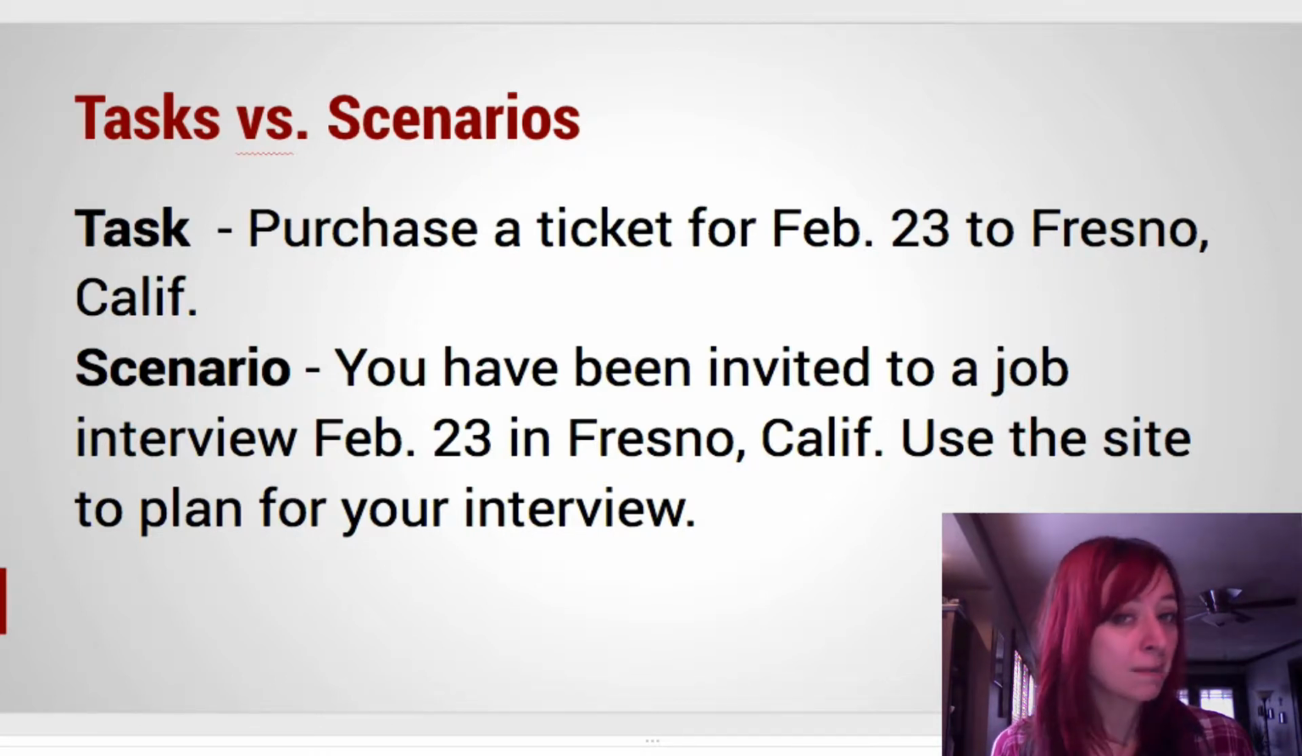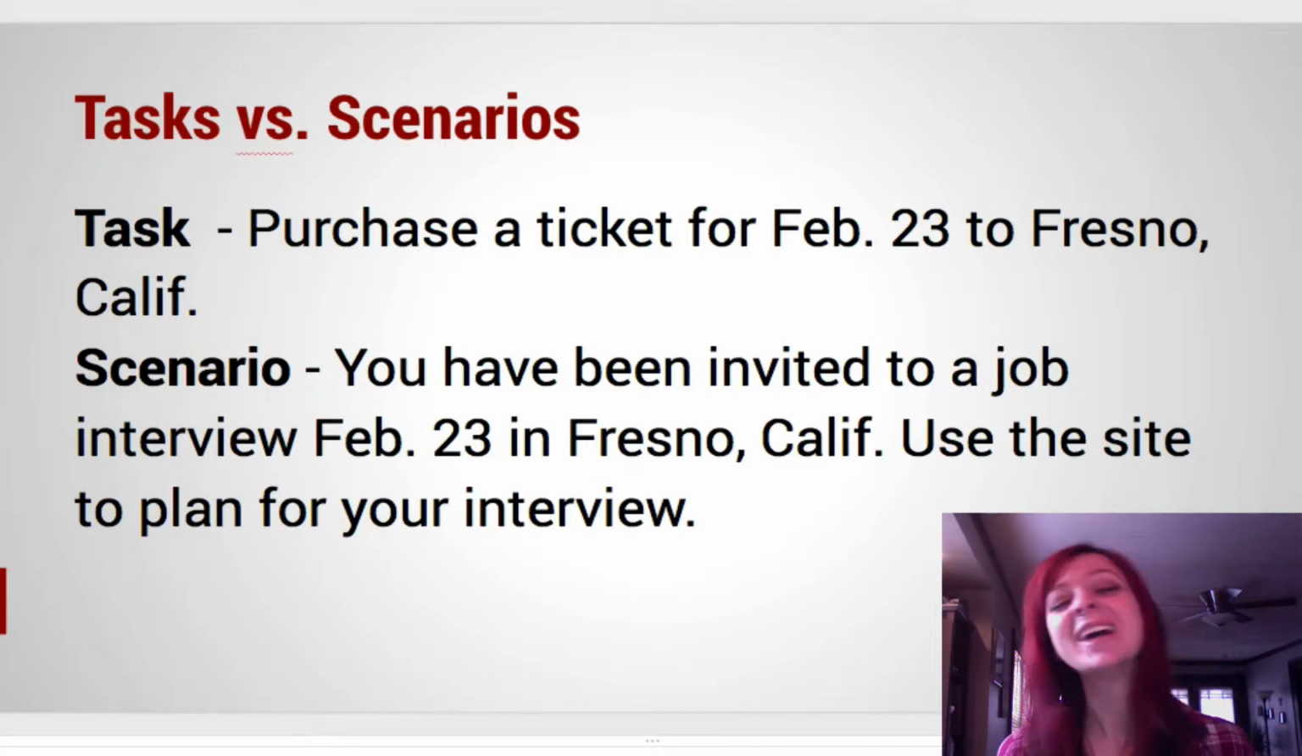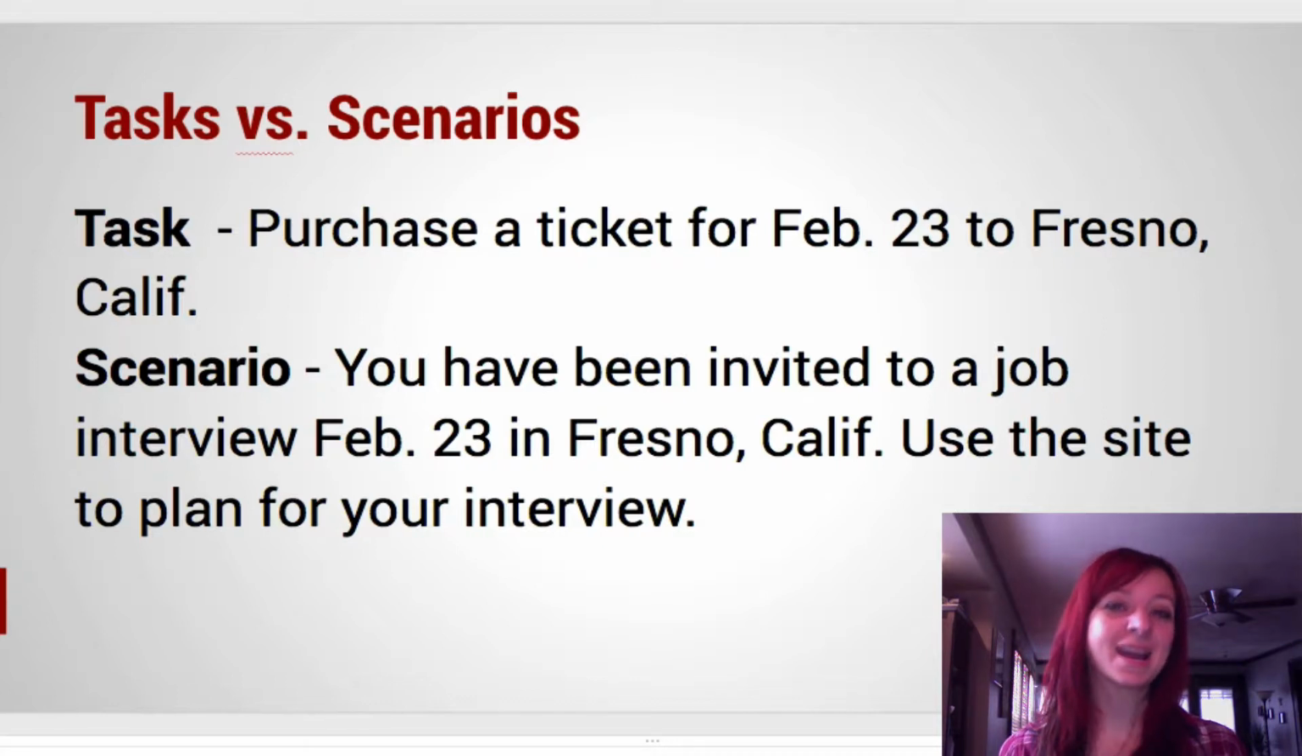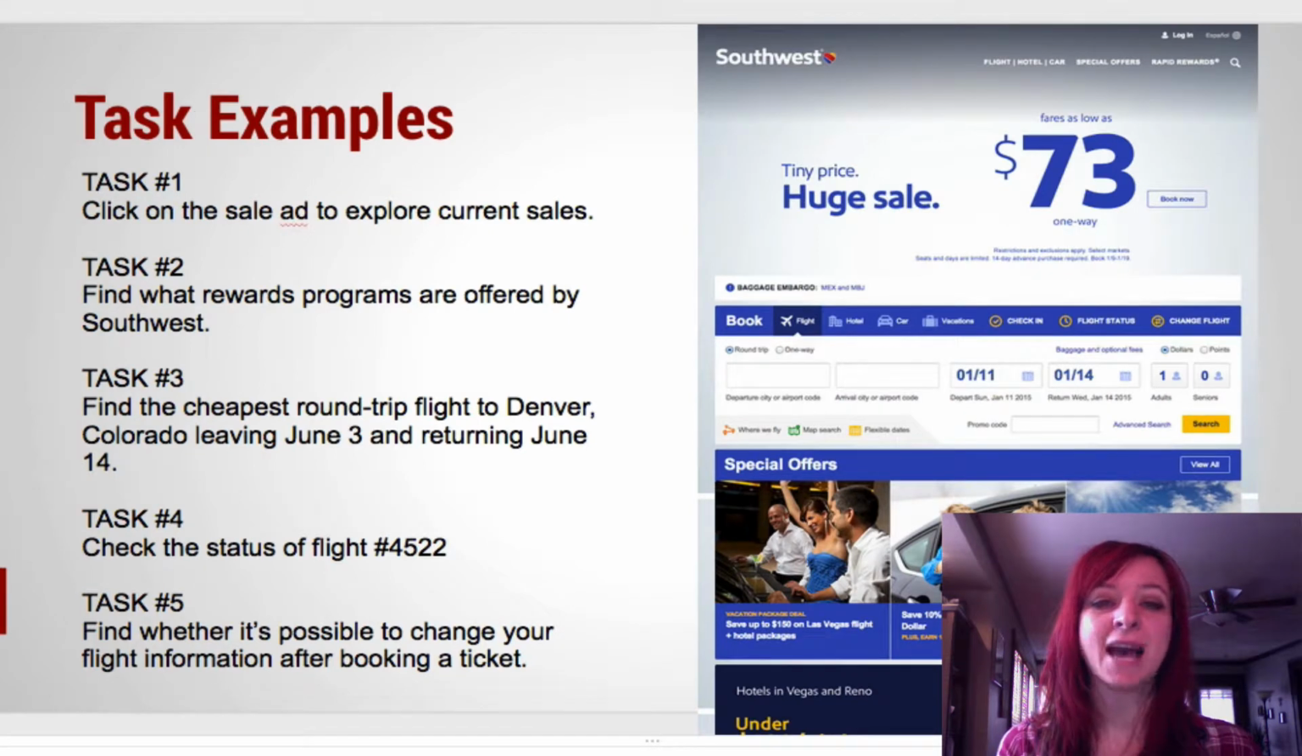Maybe the person wouldn't buy a ticket. Maybe the person would buy the cheapest ticket. Maybe the person would buy the ticket that gets them there the earliest on the 23rd. The task doesn't really allow a person to explore any of that in the test because you're just telling them to purchase a ticket, so they probably are not going to be concerned with some of those same things the scenario-based test user might be concerned with, like time of arrival, whether or not you would have to sleep on the plane so your hair's not messed up when you get to the interview. You're going to uncover some of those issues in the scenario-based test, and you're not going to uncover those in the task-based test. So let's look at some task examples.